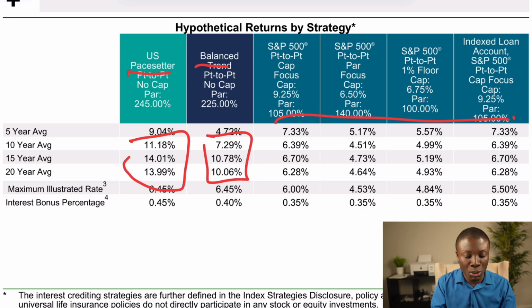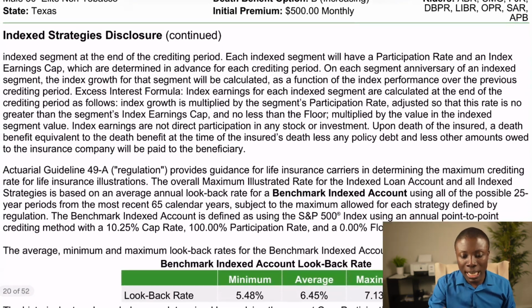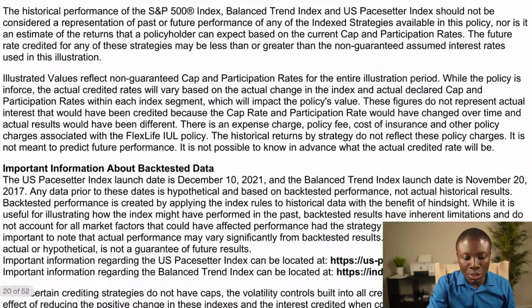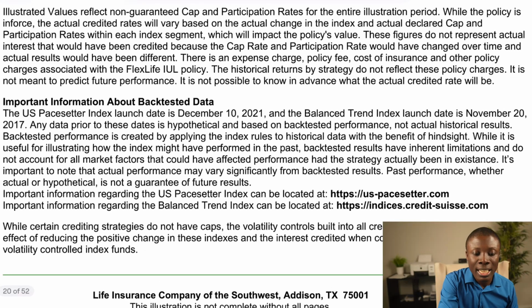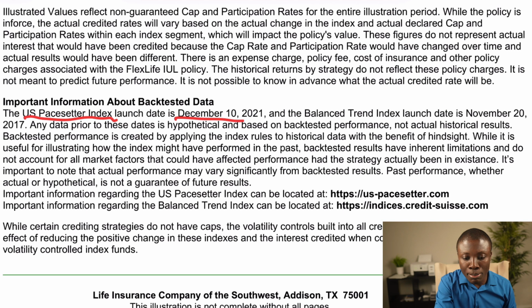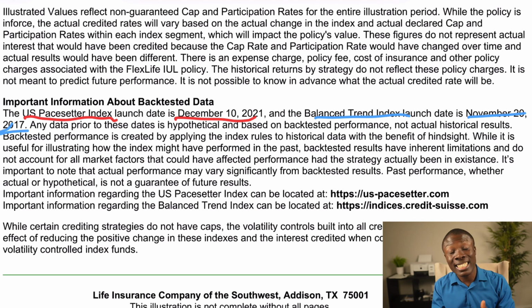So let me show you what the illustration actually says. Let's go there real quick. In this IUL product, the National Life product, when we go somewhere down the pages, it tells us that the US Pacesetter Index was only launched in December 2021. And the Balance Trend Index was launched in November 2017. So if that's the case, it means the 15-20 year average you are seeing is not actual real-world performance. It includes back-tested data.